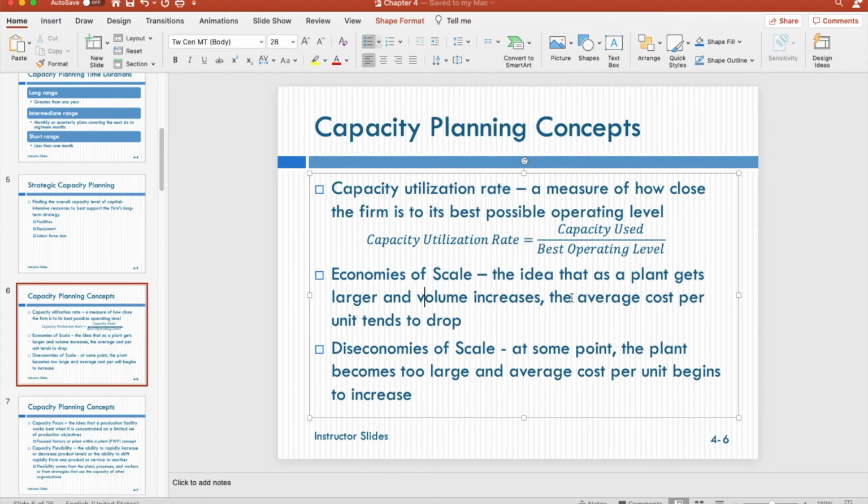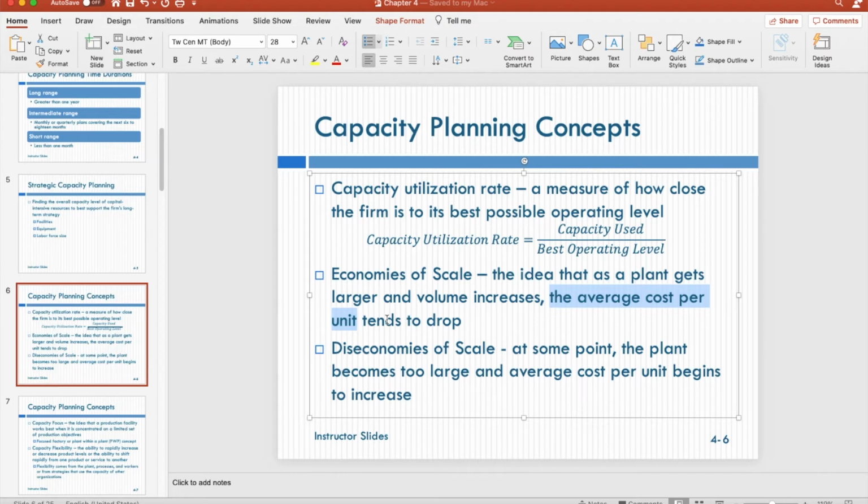So basically, the shape of the average cost per unit normally will decrease at first when the firm size increases. But then after a point, it will start to increase again. Normally we call this point a saturated point. We call it saturated point. This is an economics concept, called saturated point.